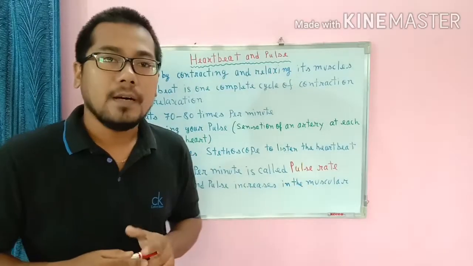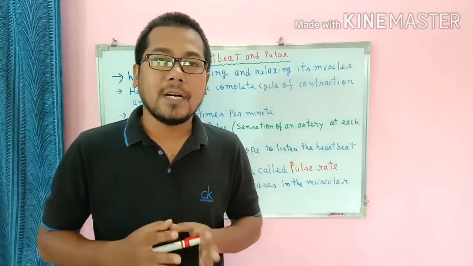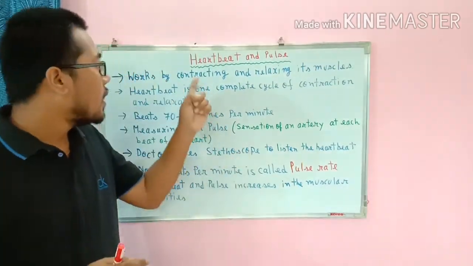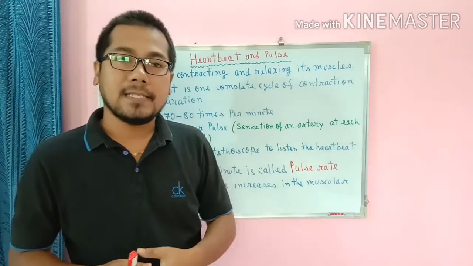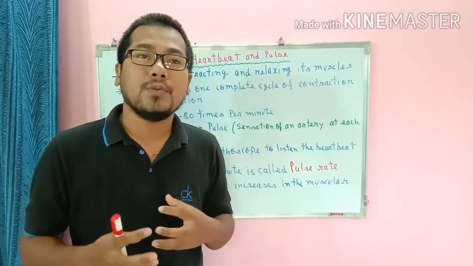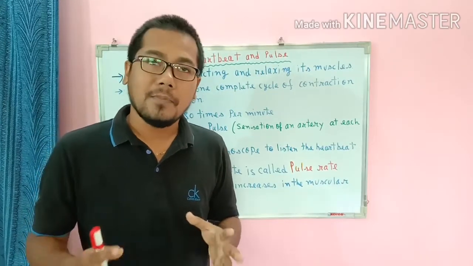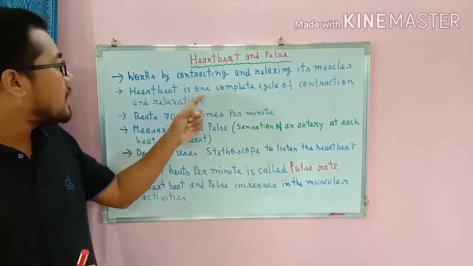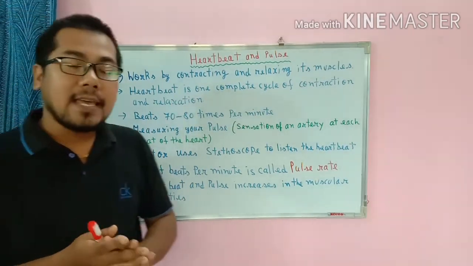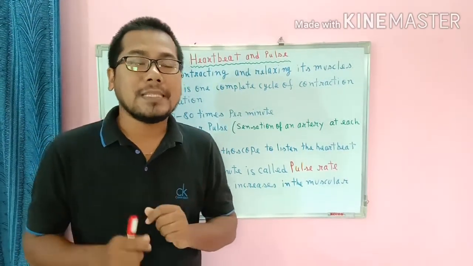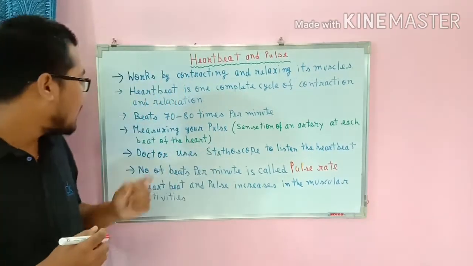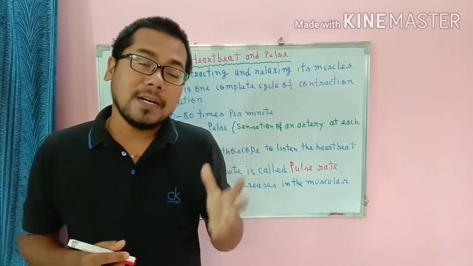Hello students, now we'll discuss heartbeat and pulse. Our heartbeat works on the principle of contracting and relaxing its muscles. So why does it contract and relax? It contracts and relaxes to control the flow of blood inside our body. Heartbeat is one complete cycle of contraction and relaxation. In a normal person, the heart beats 70 to 80 times per minute.